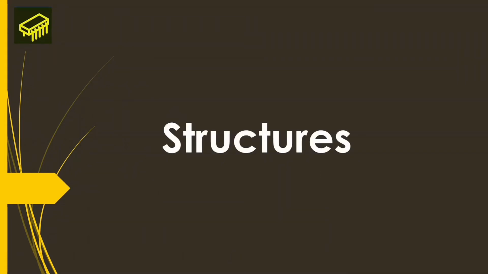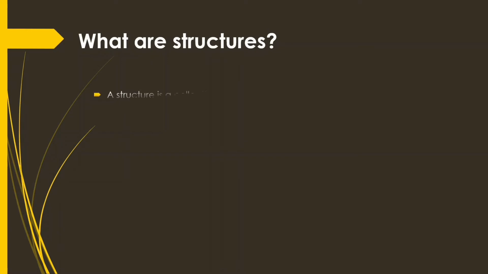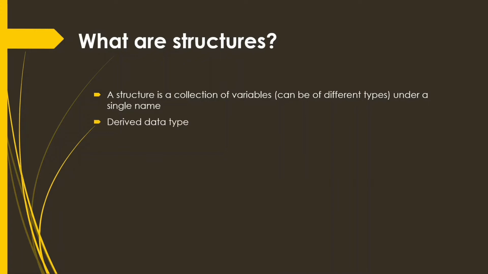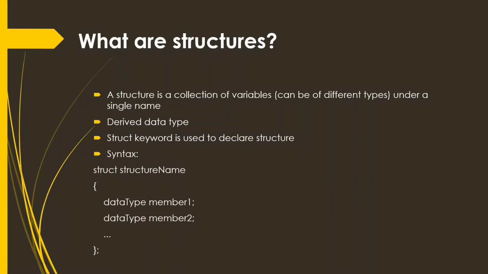Hello, in this video we will learn about structures. So what are structures? A structure is a collection of variables of different data types under a single name. It is a derived data type. The struct keyword is used to declare a structure, and the syntax is the struct keyword followed by the structure name, and then within it the data type followed by the name of the variable.